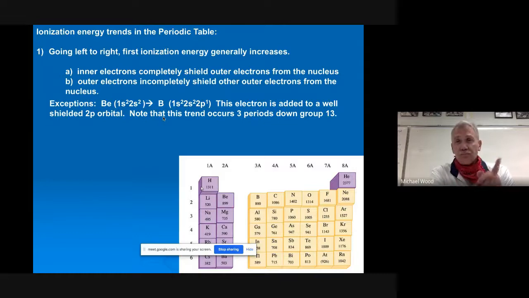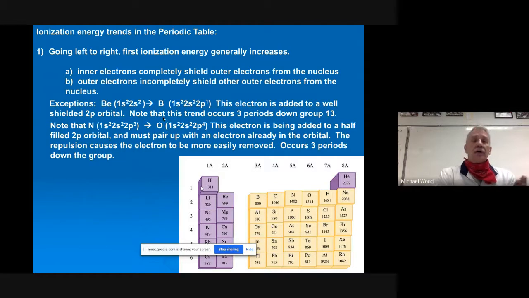Okay, so one good explanation is that this last electron is added to a well-shielded 2p orbital. But another, maybe even better explanation is that the p1 orbital is further from the nucleus. Because it's further from the nucleus, it's going to have a lower ionization energy.